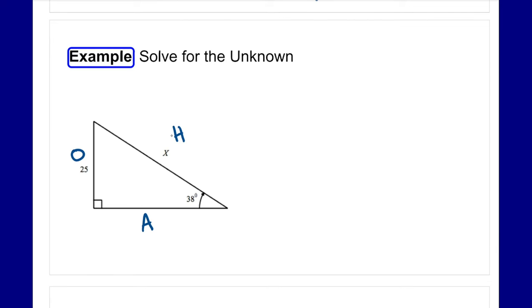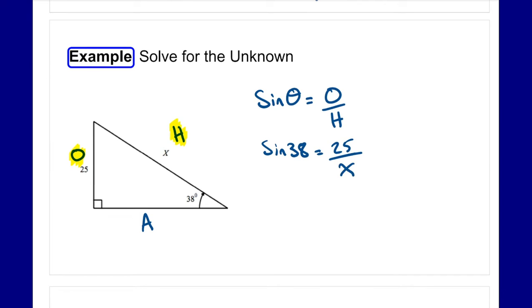So, I identify my sides. Which sides am I working with? Well, I am given the opposite. I'm not given the adjacent, and I'm looking for the hypotenuse. So I'm dealing with the opposite and hypotenuse, which is sine. Sine theta equals opposite over hypotenuse. So sine 38 is equal to 25 over x.